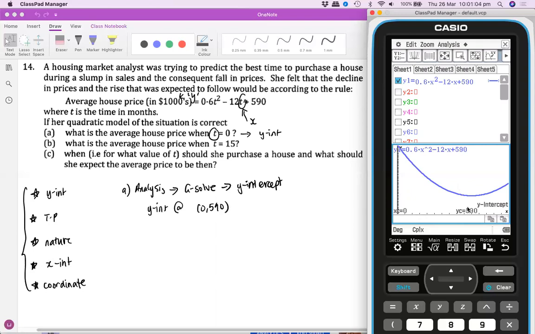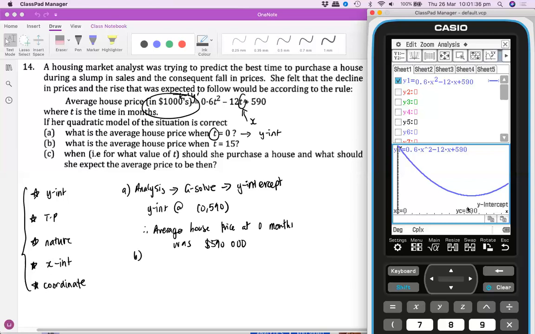That means the average house price at the beginning, when the market analyst was trying to figure out the downfall and rise of house prices, when she first measured it, at 0 months was 590,000, because remember, it's measured in thousands.